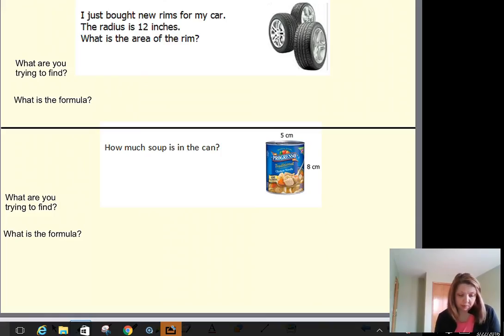I just bought new rims for my car. The radius is 12 inches. What is the area of the rim?